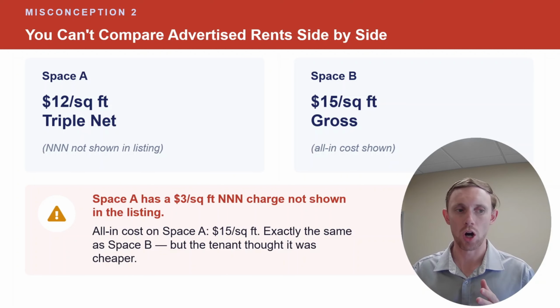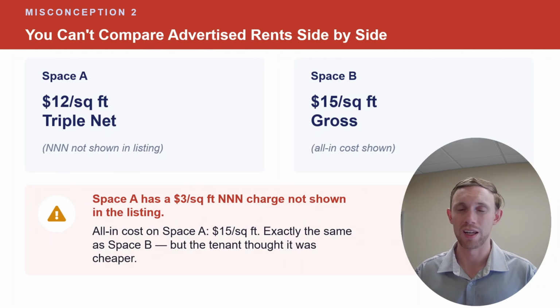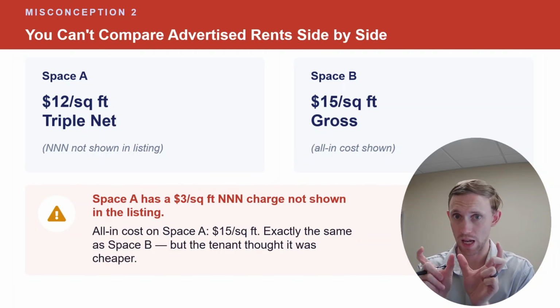So just make sure you're always comparing apples to apples, and you need to ask the question, hey, what's the triple net on this property? What's the estimated triple net? Or it should be in the lease. The landlord should be able to answer that question or at least give you a good estimate. Again, those numbers do vary a little bit, but they should give you a good idea so you can compare the two apples to apples.